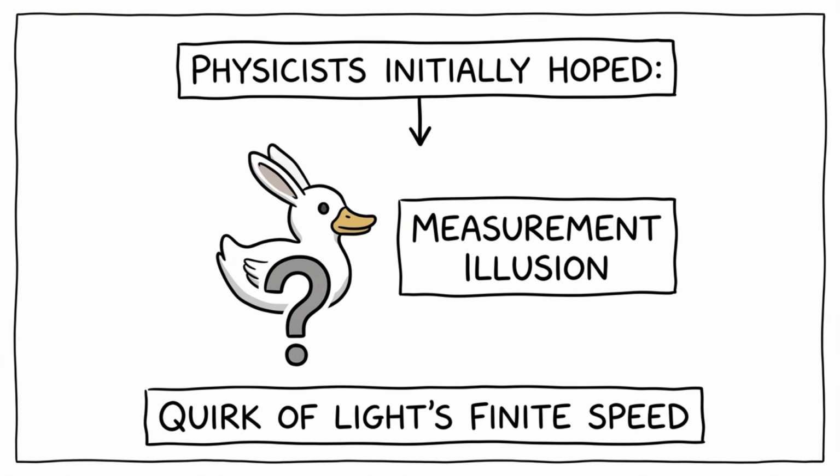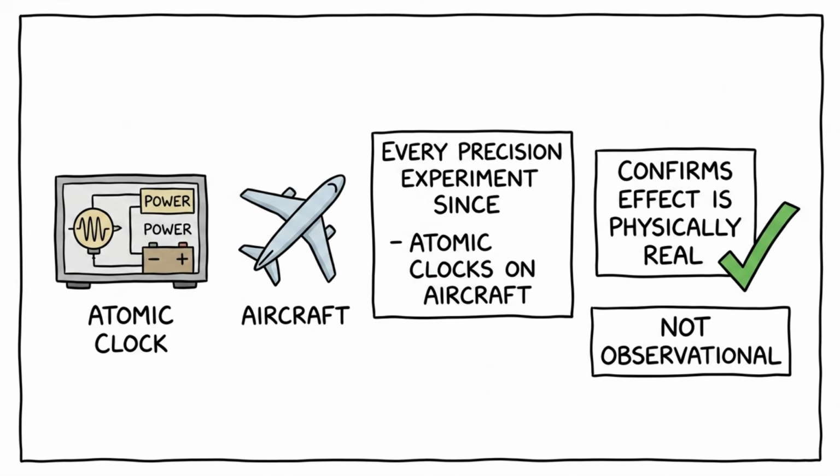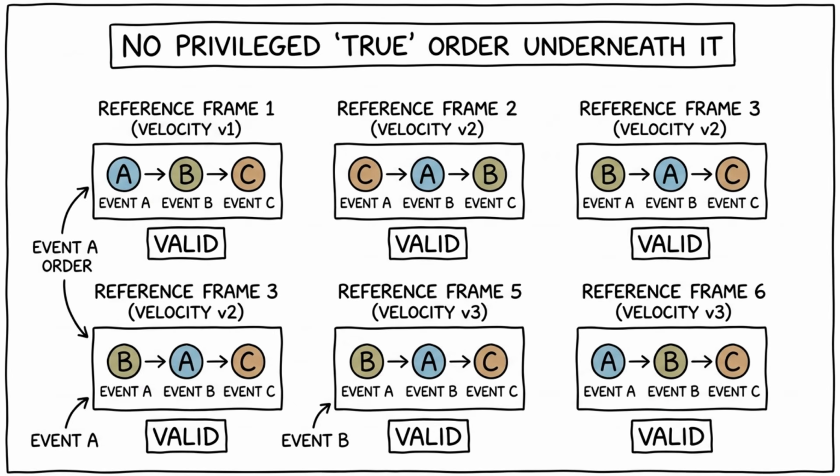Physicists initially hoped this was some kind of measurement illusion, a quirk of light's finite speed rather than reality itself. It isn't. Every precision experiment since, including atomic clocks flown on aircraft, confirms the effect is physically real, not observational. There is no privileged true order underneath it.